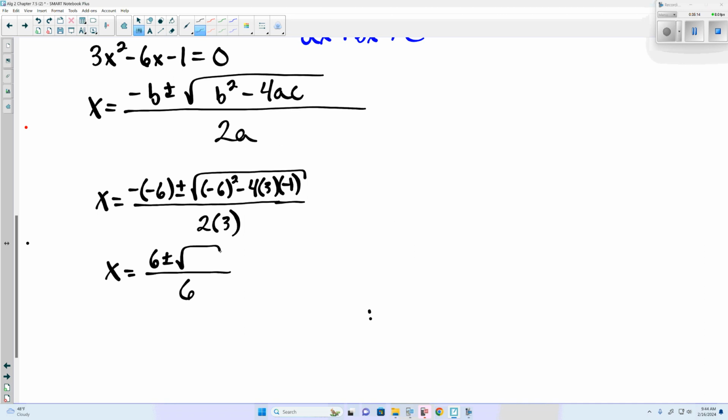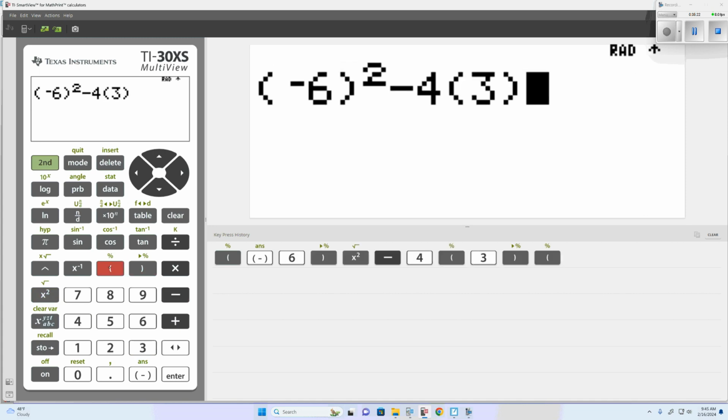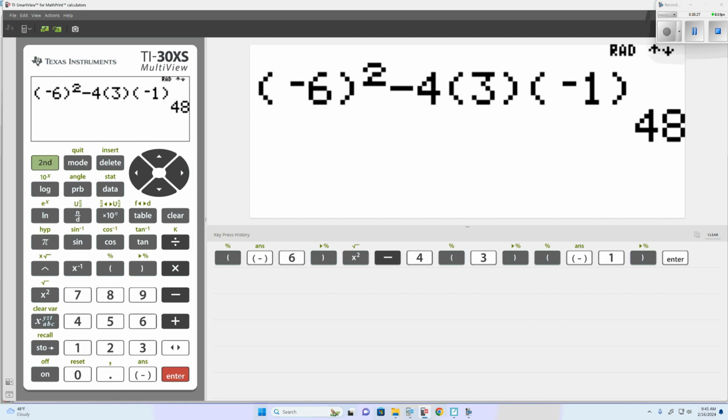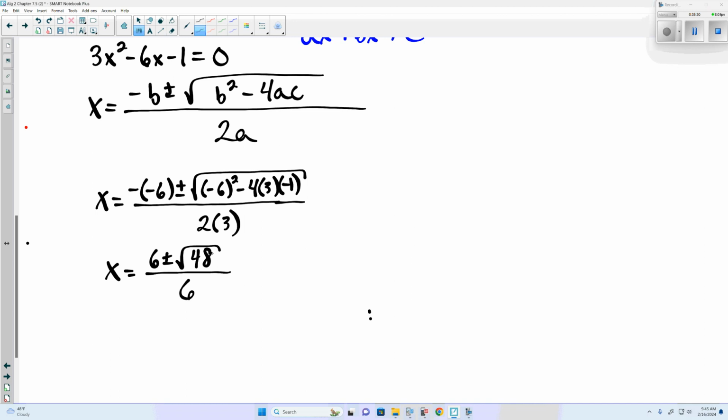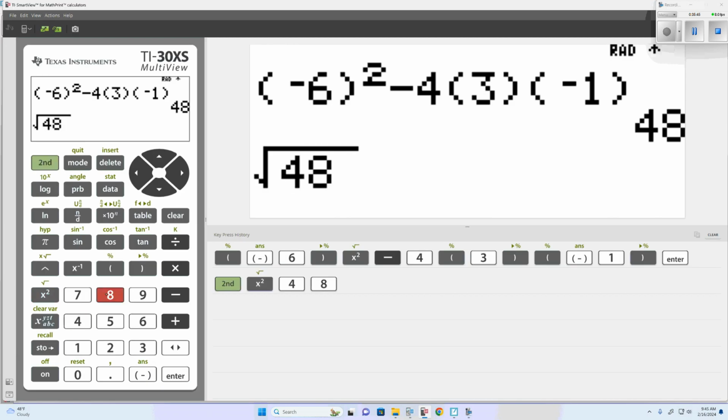At this point here, I'd plug everything inside the radical into the calculator. So our negative 6 squared minus 4 times 3 times negative 1 is 48. If that number inside the radical comes out as a negative, no solution, we're done, because that's going to be imaginary. Can't have imaginary solutions with rationals. Now we want to try to simplify it. I would use the TI-30X over the graphing calculator because it will reduce radicals. The square root of 48 is 4 square root of 3.